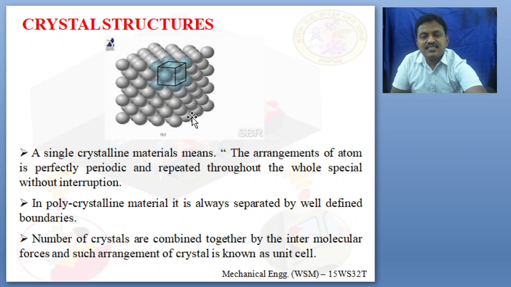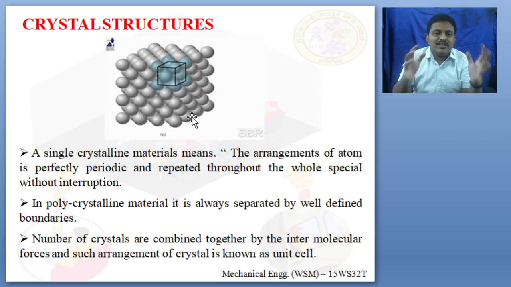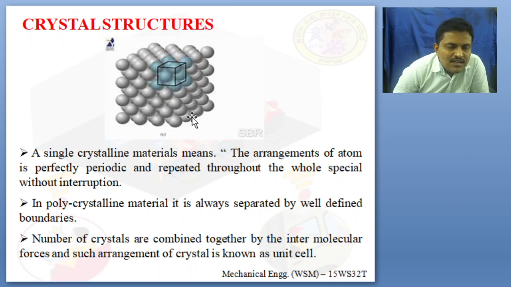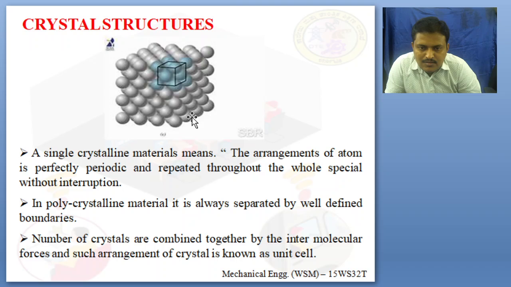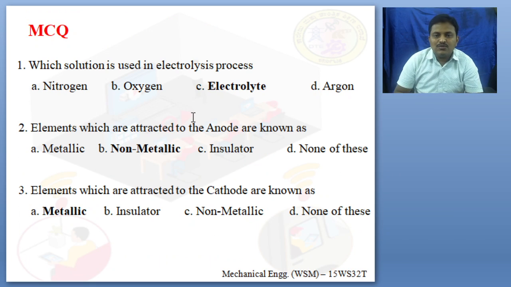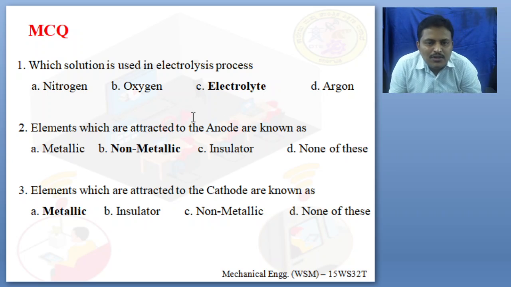So, crystal structure consists of a number of crystals. They are combined together to form a unit cell. Crystal structure may be either a single crystal structure or polycrystal structures, more than one. So, let us see the MCQ questions in this topic of this session. So, multiple choice questions, let us see.